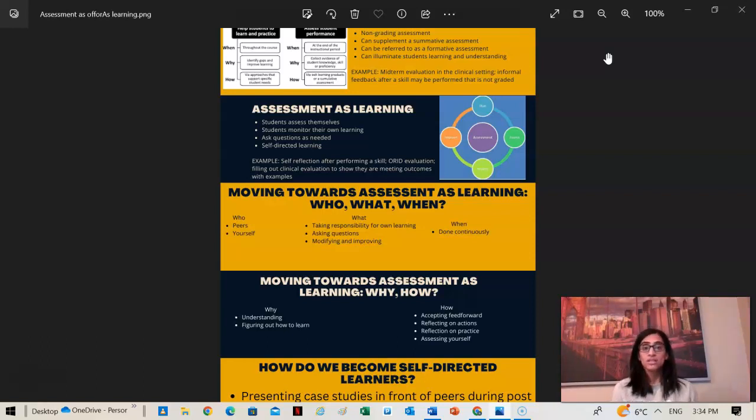What is assessment as learning? It's taking responsibility for your own learning, asking questions, modifying and improving yourselves, understanding that it's done continuously. Why do we need to do this? To help with your own understanding, figuring out how to learn. How is this going to be done? Well, accepting feed forward, reflecting on your actions, reflecting on your practice, and assessing yourself.